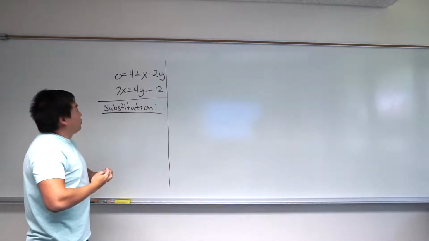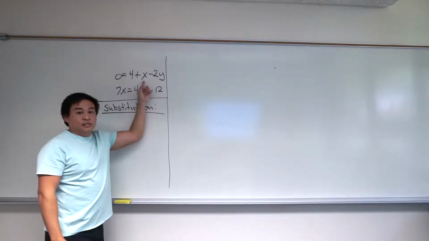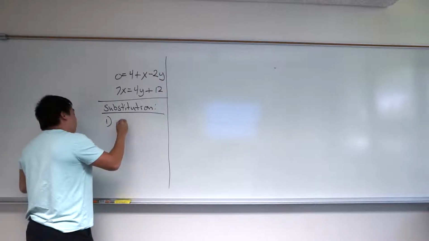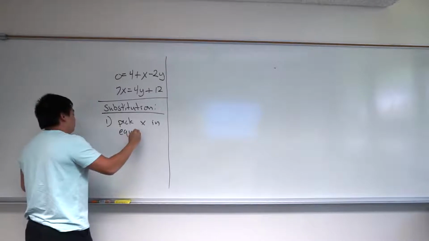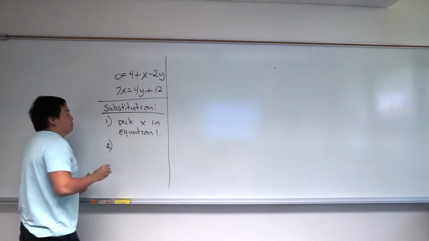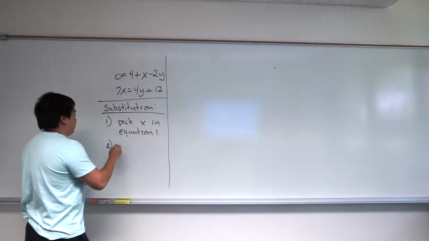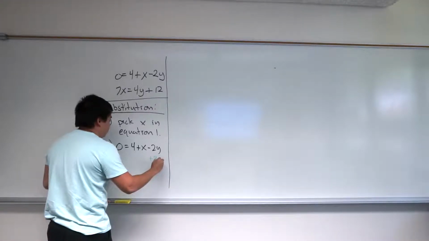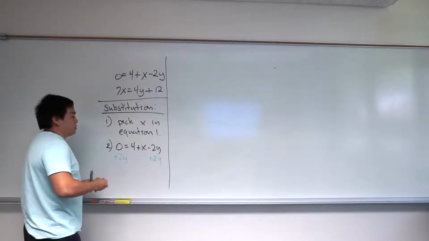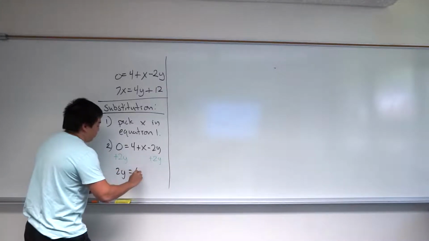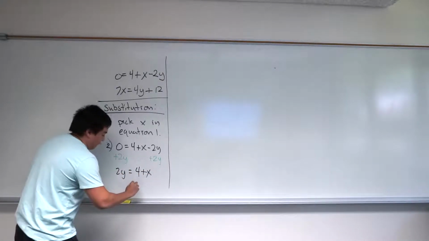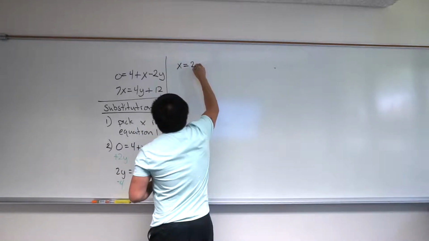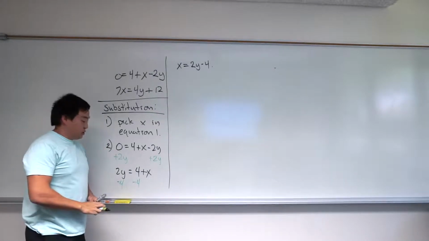So the goal is to pick a variable. Now notice that in the first equation, the x variable is the nicest variable to pick because it's really easy to solve for. So step one, I'm going to pick x in equation 1. Step 2 is going to be to actually try to solve for this variable. So let's write that out as 0 equals 4 plus x minus 2y. Then we're going to add 2y to both sides so that we get 2y is equal to 4 plus x, and then solve for x by subtracting the 4. So this gives us x is equal to 2y minus 4.